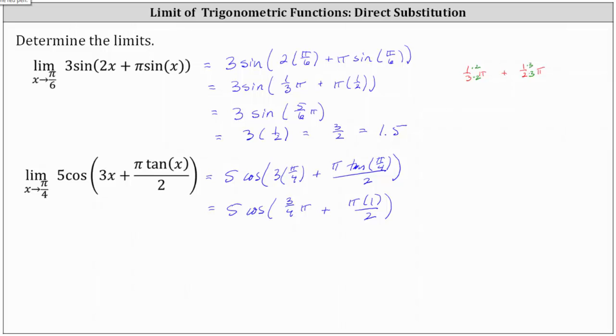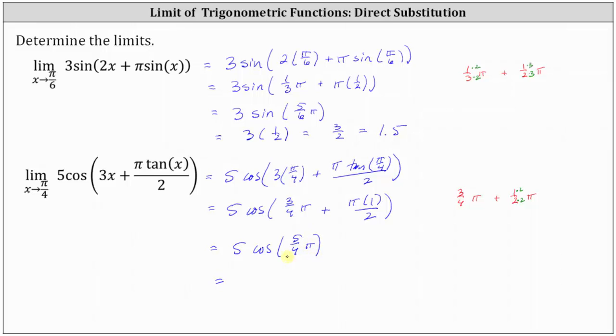Simplifying inside the parentheses, we have 3/4 pi plus 1/2 pi. The least common denominator is 4. We multiply the numerator and denominator of 1/2 by 2. This gives us 3/4 pi plus 2/4 pi, which is equal to 5/4 pi. So now we have 5 times the cosine of 5/4 pi, or if we want 5 pi over 4.